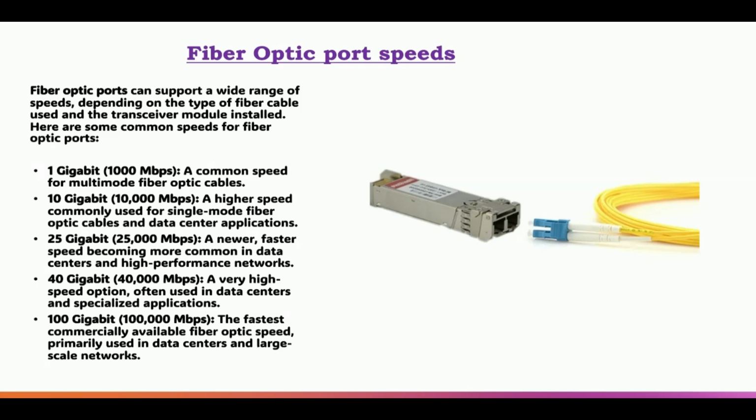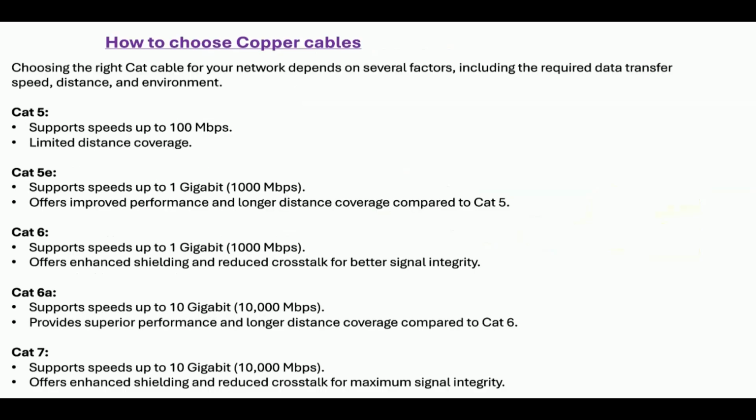25 gigabit, 25,000 megabits per second, a newer, faster speed becoming more common in data centers and high-performance networks. 40 gigabit, 40,000 megabits per second, a very high-speed option, often used in data centers and specialized applications. 100 gigabit, 100,000 megabits per second, the fastest commercially available fiber optic speed, primarily used in data centers and large-scale networks.